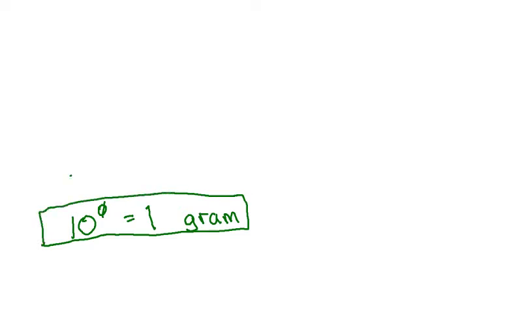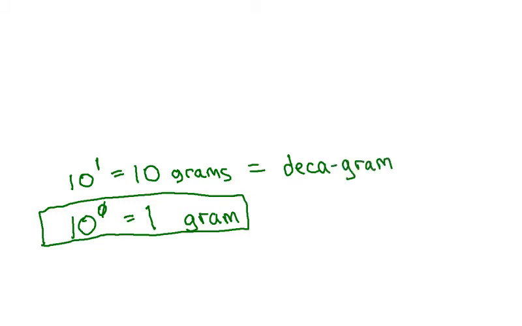Now, what if we take this up 1 and we say 10 to the 1? Well, 10 to the 1 is 10. So 10 grams is also called a decagram. And there's the prefix, decagram. So deca means 10 to the 1, or just plain old 10.